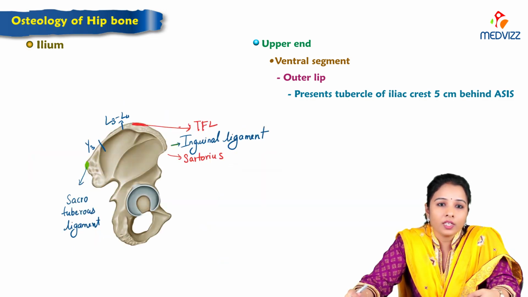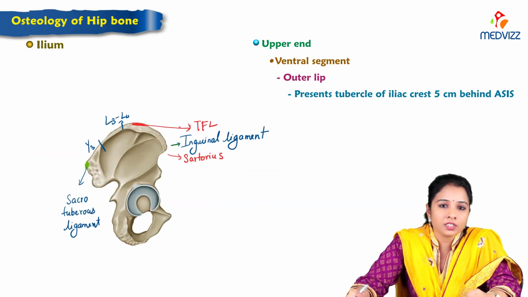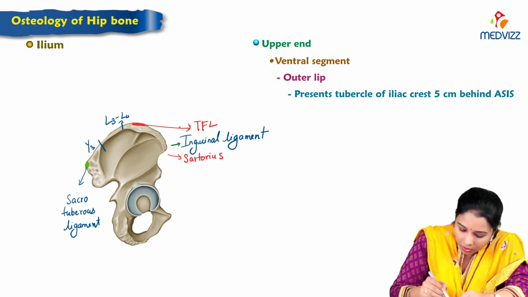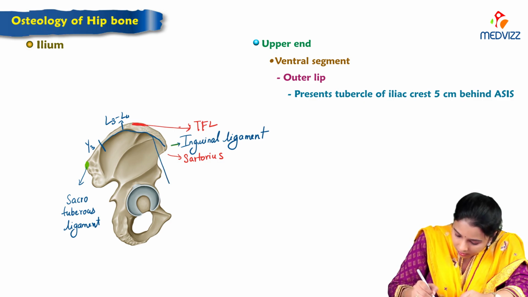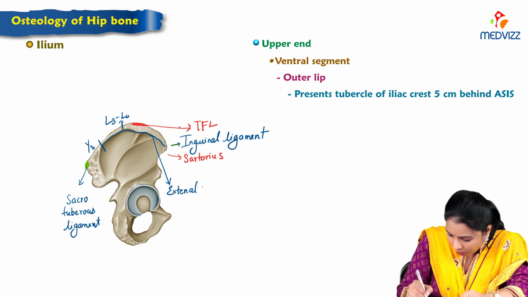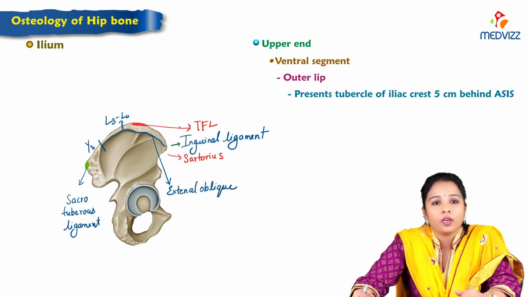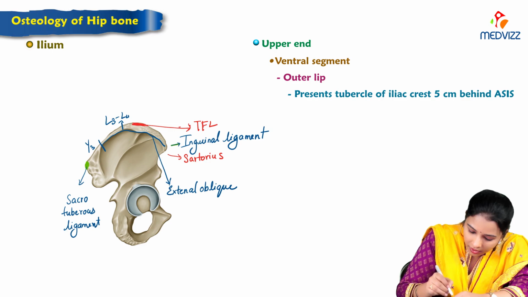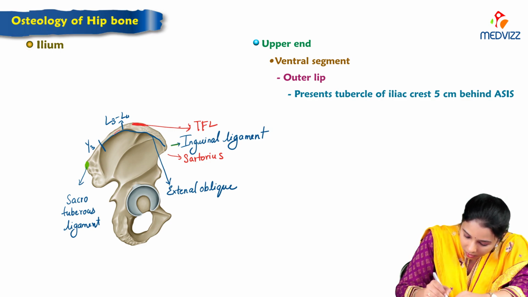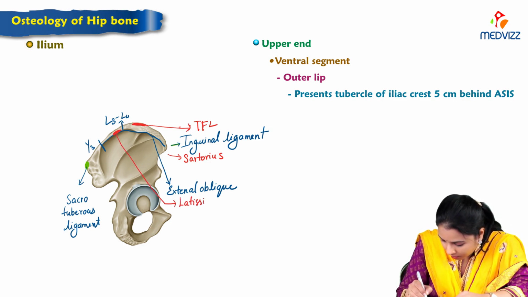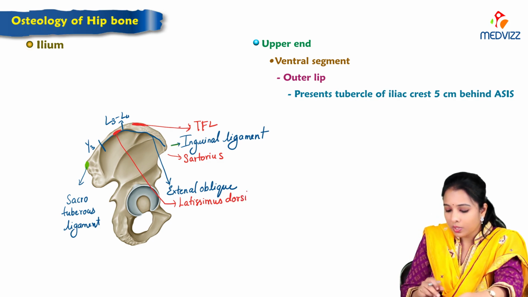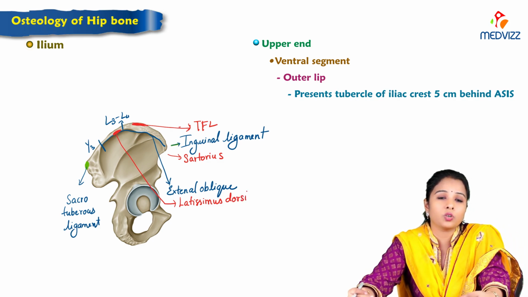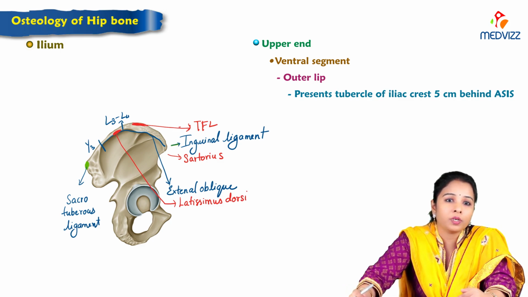The outer lip of the iliac crest gives insertion to the external oblique muscle. So anterior 2/3 outer lip provides insertion to the external oblique muscle. And latissimus dorsi originates just behind the highest point. So just behind the highest point, we see the attachment of latissimus dorsi. It is also called the swimmer's muscle, and the only muscle which gets origin from the lower limb bones and gets inserted to the upper limb bones.